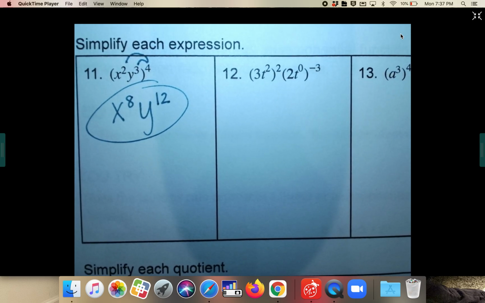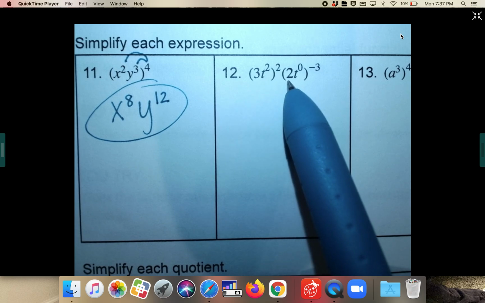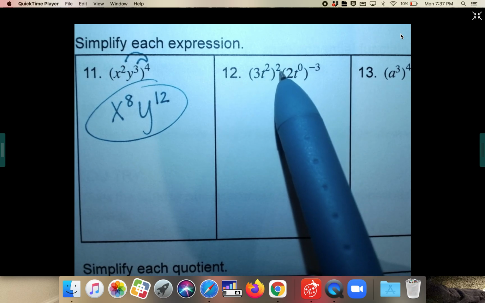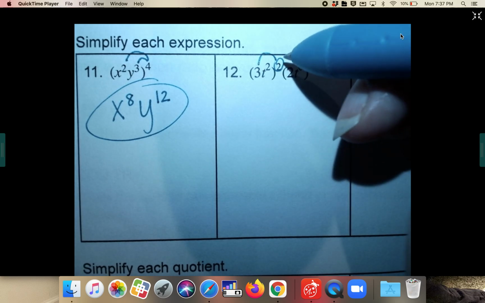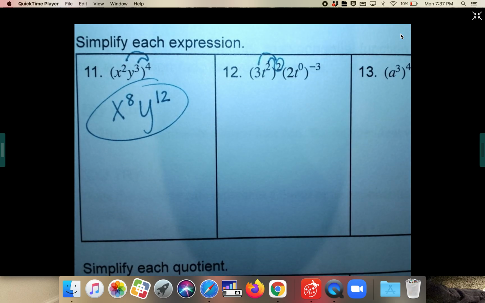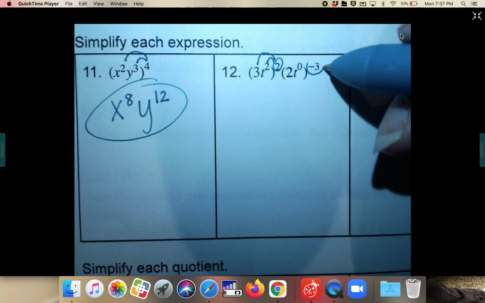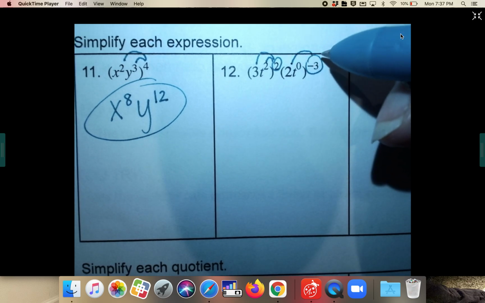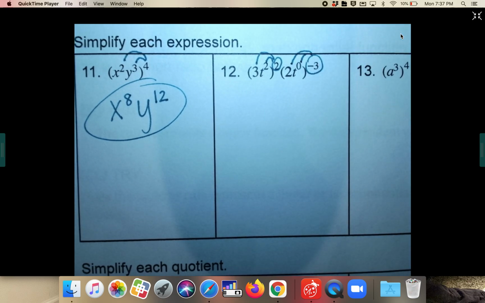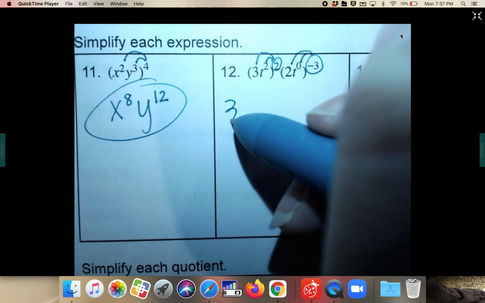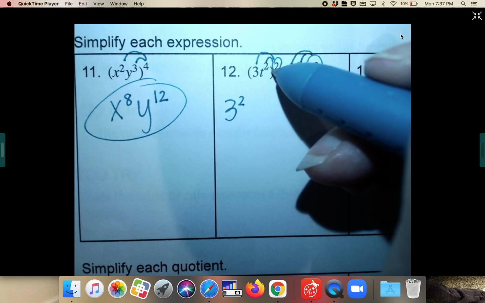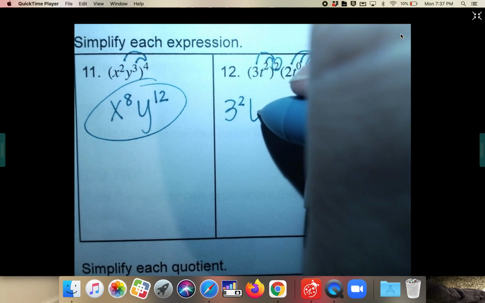This is a little bit more. You can't just multiply the numbers out front because it's raised to another power. So this exponent goes to the 3 and to the t to the second. This negative 3 is going to go to the 2 and to the t to the 0. So 3 gets the 2 squared. T to the second again gets multiplied, so that's t to the fourth.